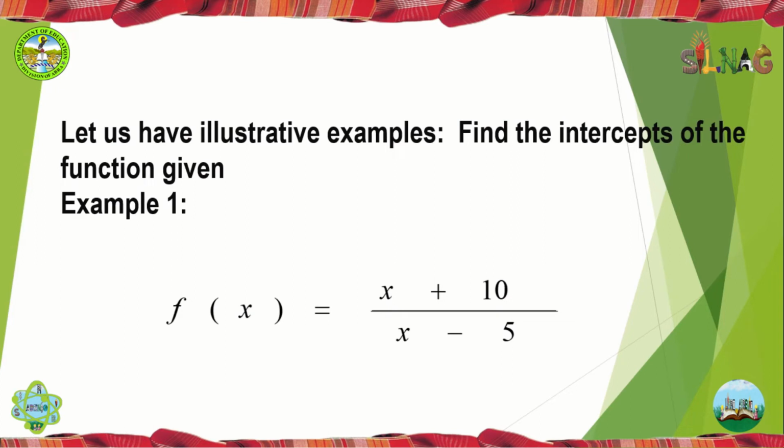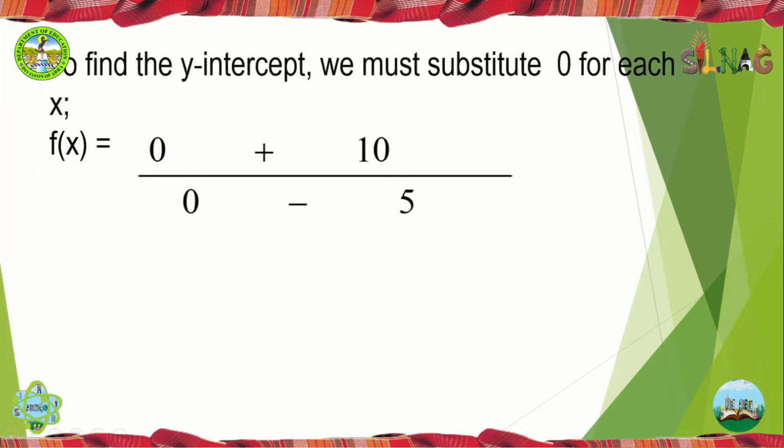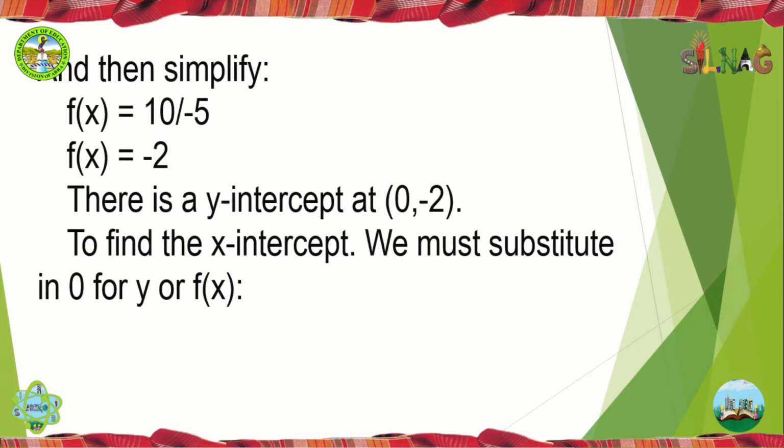Let us have illustrative examples. Find the intercepts of the function given f of x is equal to x plus 10 over x minus 5. To find the y-intercept, we must substitute 0 for each x. So we have f of x is equal to 0 plus 10 over 0 minus 5. And then we simplify. f of x now is equal to 10 divided by negative 5. So we have negative 2. So there is a y-intercept at 0, negative 2.